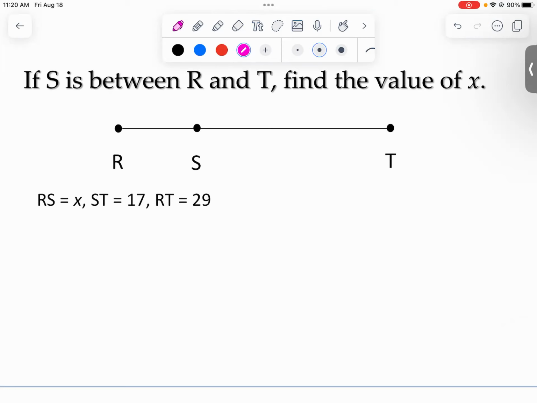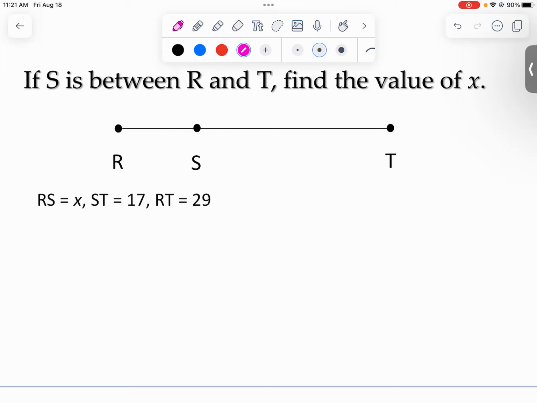ST is 17. I was only using one. Yeah, you already have it. Yeah, I want to know what X equals. Or you can make an addition problem that equals something. Okay.